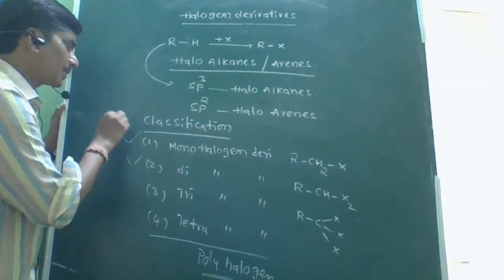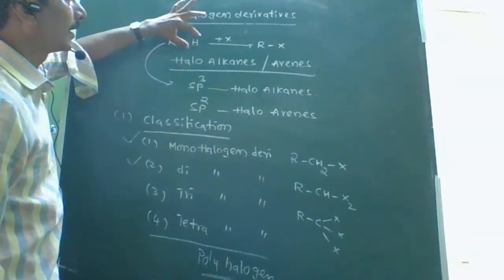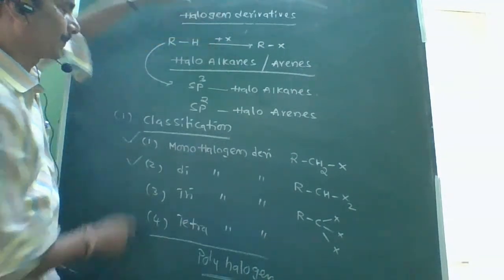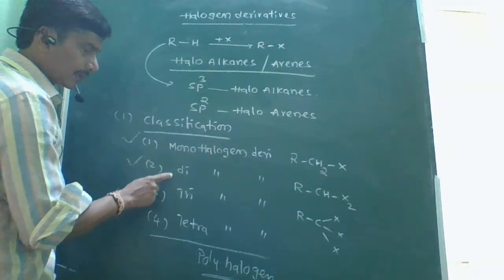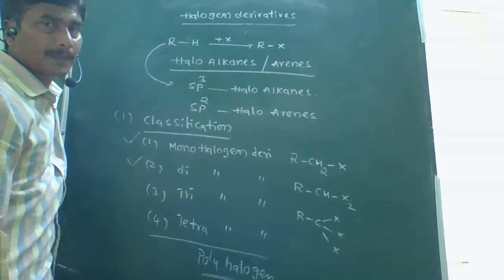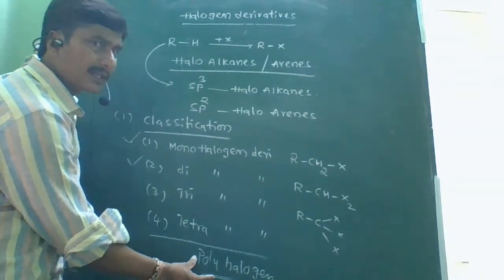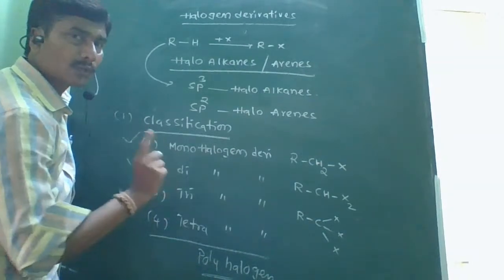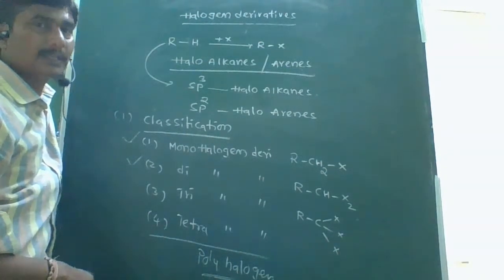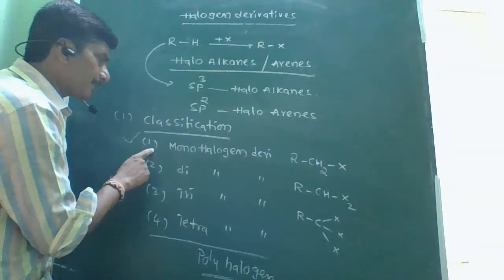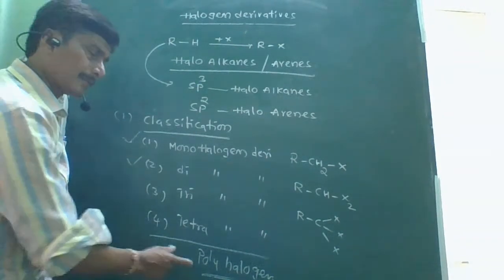So one classification is based on the number of hydrogen atoms replaced by halogens in the hydrocarbons, whether aliphatic or aromatic: mono, di, tri, and tetra. If all the hydrogens of hydrocarbons are replaced by the halogen atoms, those compounds are known as polyhalogen derivatives. In general, except the monohalogen derivatives, di, tri, tetra are also called polyhalogen derivatives.